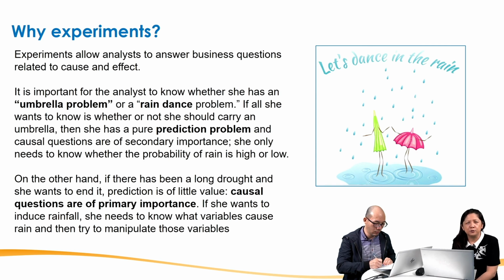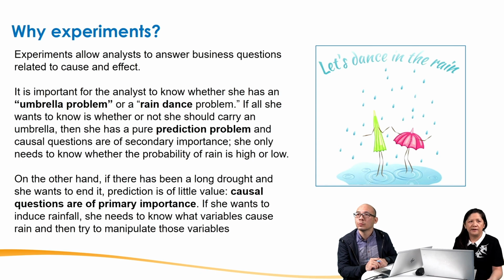If what you are interested to know is whether or not you should carry an umbrella, for example, then you have a pure prediction problem. You just want to predict whether it will rain or not.